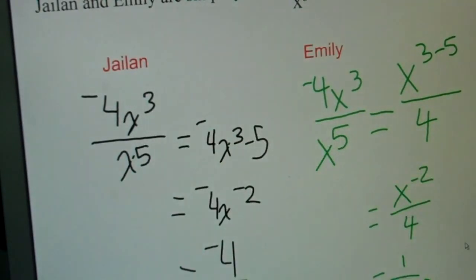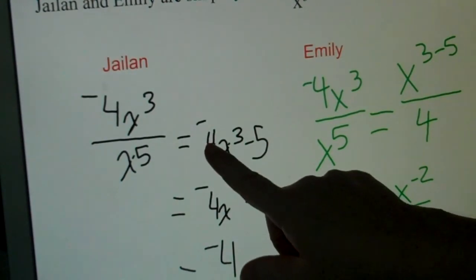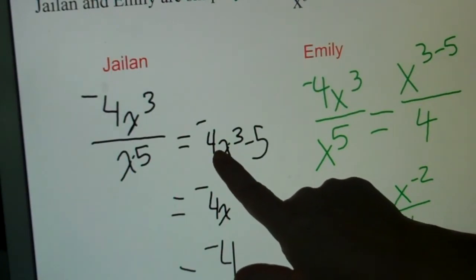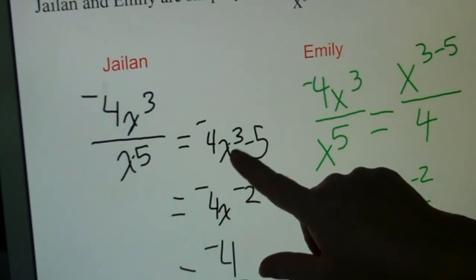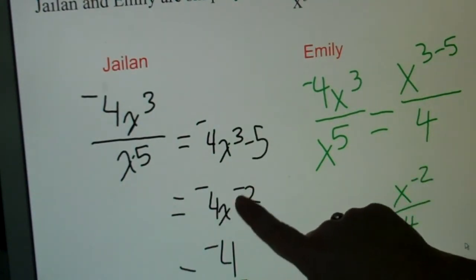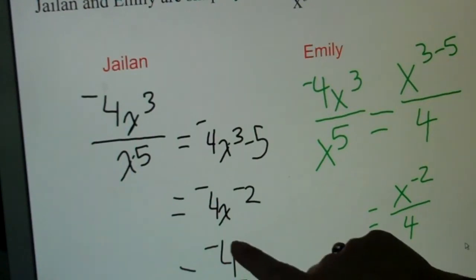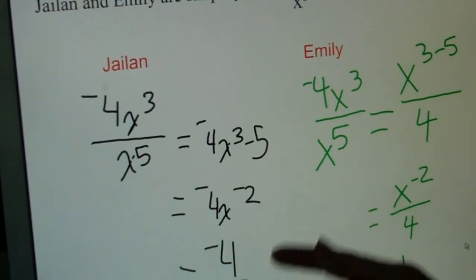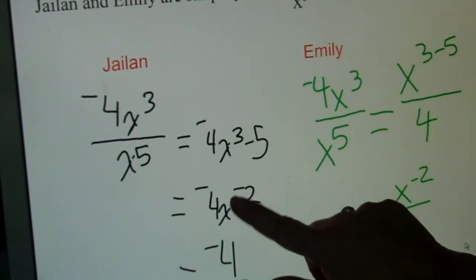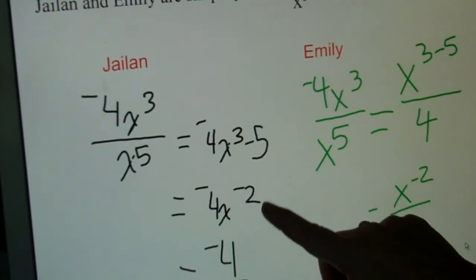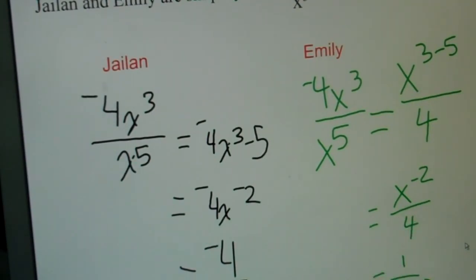Jalen looks like he subtracted. Those two bases are the same, so he kept his negative 4 where it was, because that's not a base. And he's got x to the third minus 5. He's got negative 4x to the negative second, and negative 4 over x to the second, because it was a negative exponent on that x. Last lesson you learned that the exponent only attaches to what it's raising. So that x to the second goes in the denominator. So he looks like he did okay.